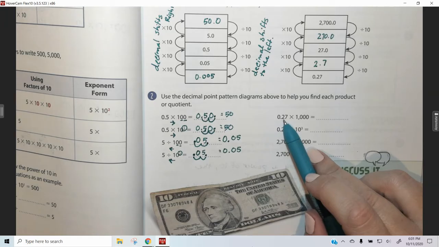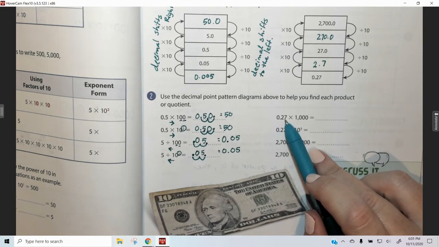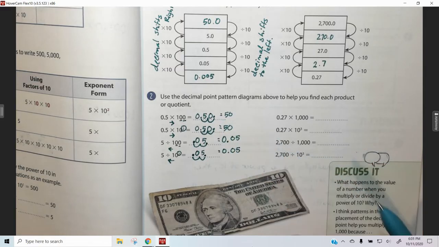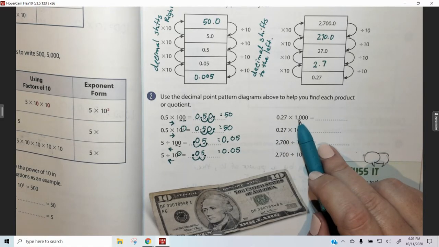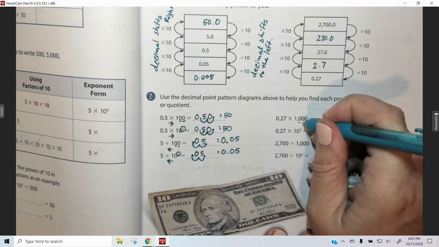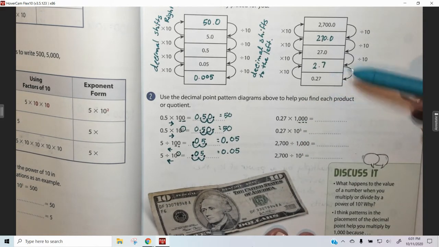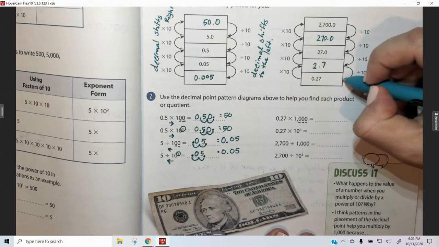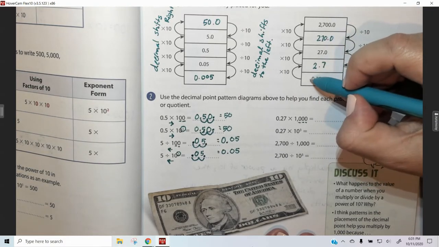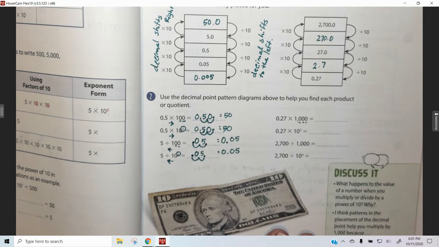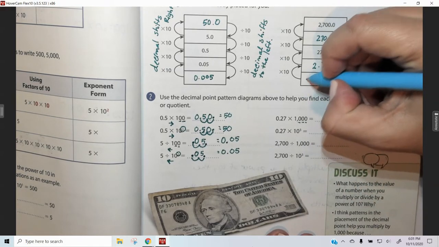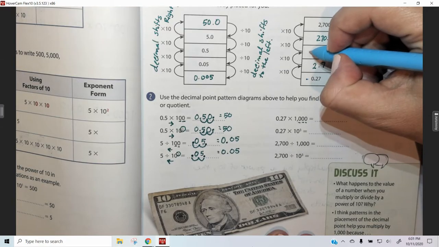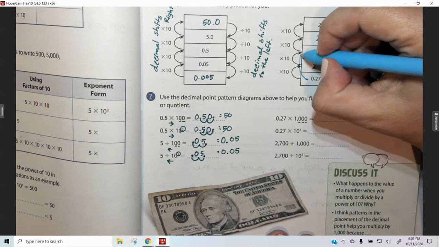Now let's look at 27 hundredths. This time, instead of just moving the decimals this way, we're going to look up at this chart. So if we have 27 hundredths and we're multiplying it by 1,000, there are 3 zeros. That's the same as moving, so we're starting here, and then we're going to move up. How many we're multiplying, so how many multiples of 10 are we going to move up? 1, 2, 3 multiples of 10. So we're going to go from here to here is 1, here to here is 1, here to here is 1.